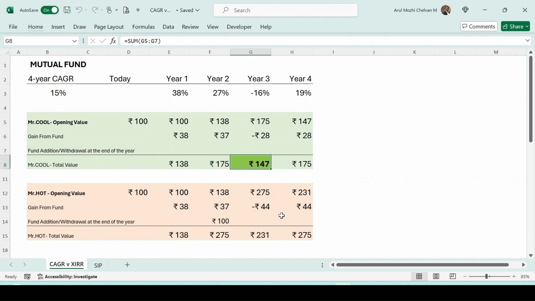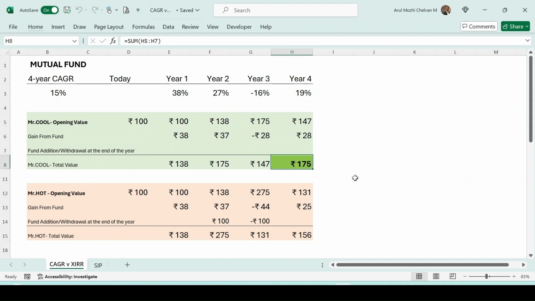Due to his anxiety about further losses, he opted to withdraw rupees 100 at the end of year 3. He withdrew 100. By the fourth year, the fund rebounded with a 19% return. Now Mr. Cool's investment gained rupees 28, whereas Mr. Hot gained only 25 from his remaining investment of 131. So his total will become 156, whereas Mr. Cool's total value becomes 175.